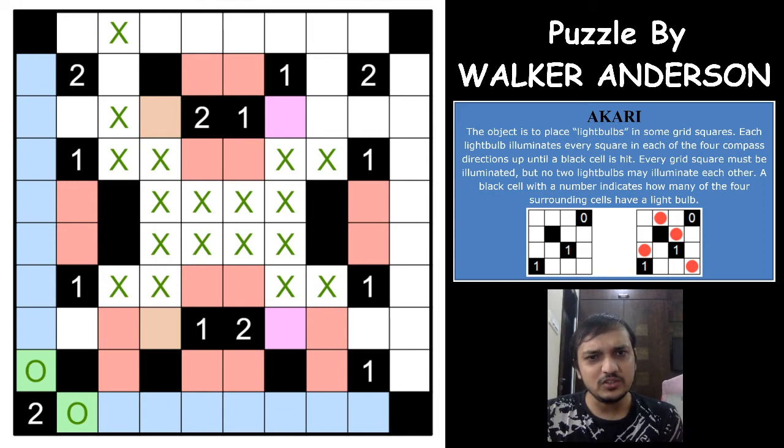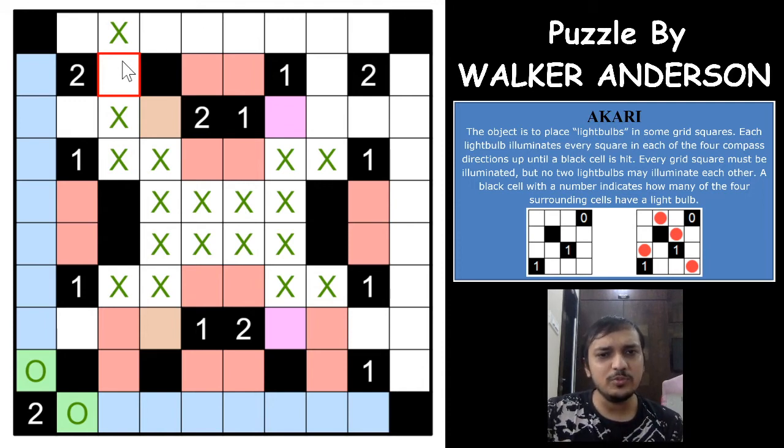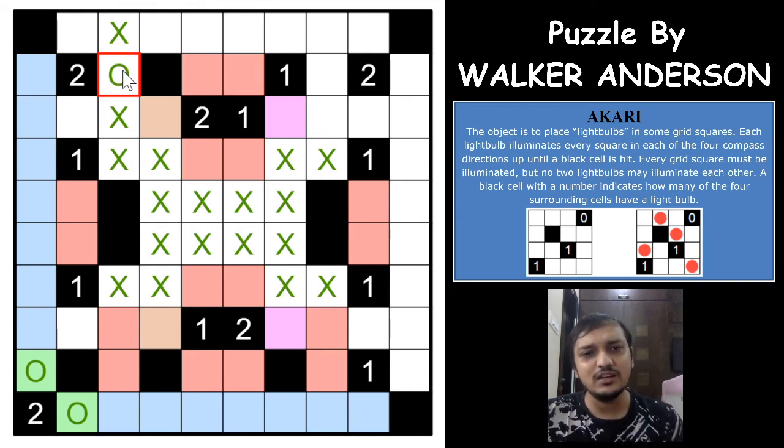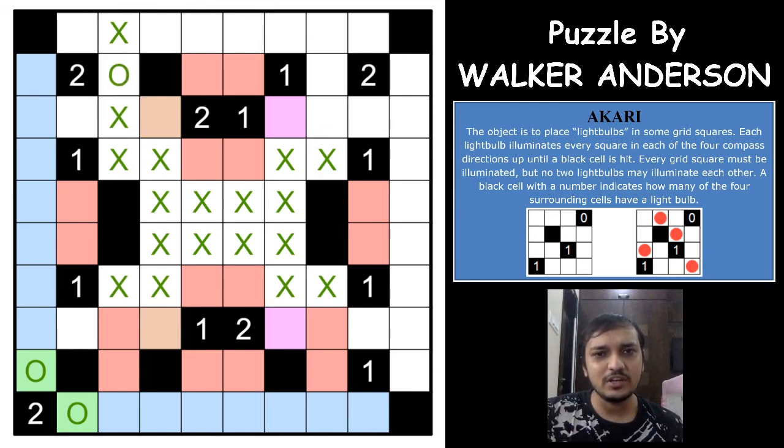So which means that now if you see, how can you illuminate this cell now? Is there any way to illuminate this cell? You cannot illuminate this cell by having light bulbs in these three places, which means that this cell has to be a light bulb. A light bulb will illuminate its own cell, right? Which means that this is a light bulb, and we can mark that and illuminate all the cells here, right? And anything else we get here?